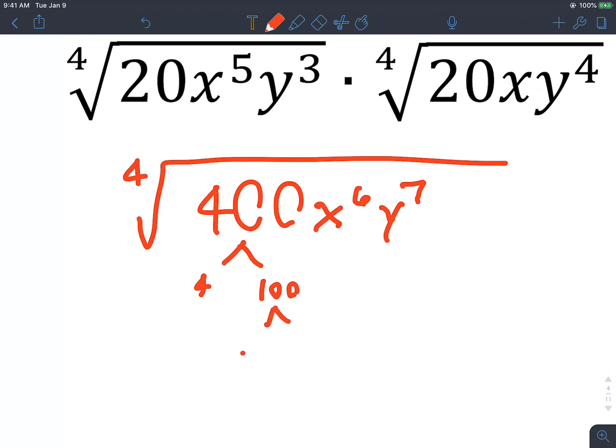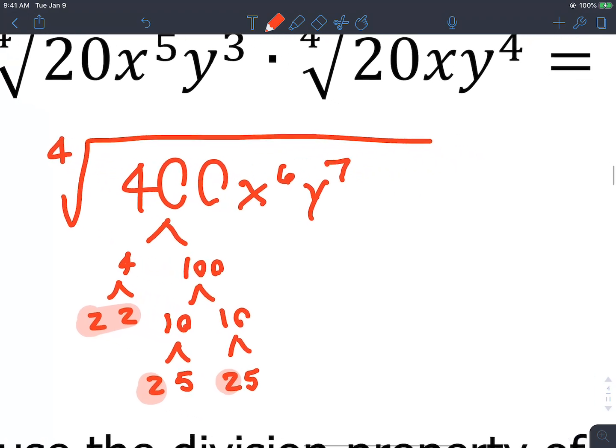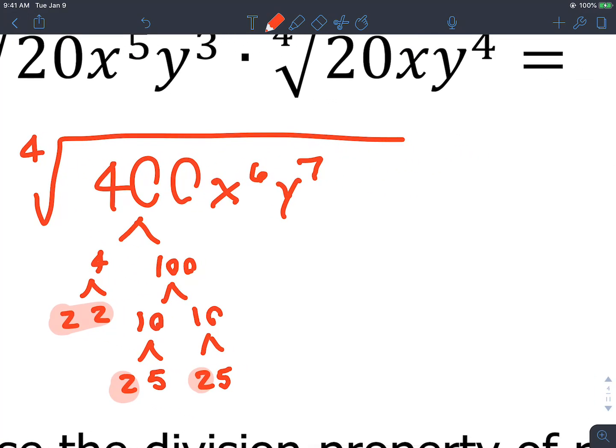100, you could go, I guess, 10 and 10. You can go 2, 5, 2, 5, and then the 4, you got 2 and 2. So you actually have a group of 2's right there. You're looking for groups of 4 items right there. So you have 4 2's right there. So you're going to write the 2 once outside to represent the group.